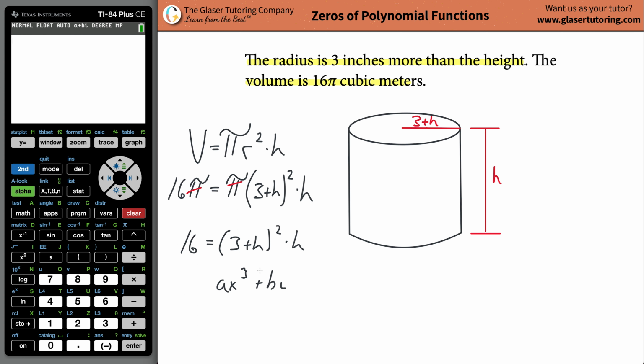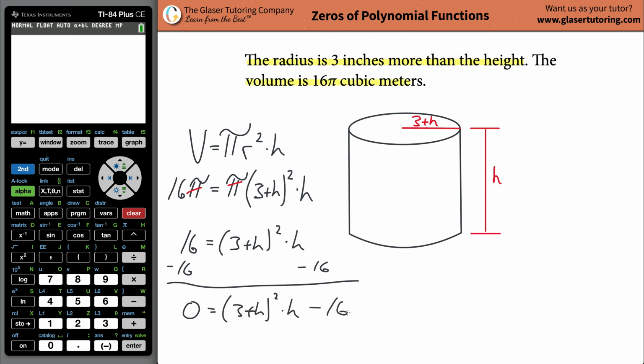So in this problem, though, I'm just going to use the utility of a calculator because you should have one for this problem. So the way to do this now is going to be to subtract 16 from both sides. So there's going to be 0 then equals 3 plus h squared times h minus 16, and I'm not even going to manipulate anything. I'm going to leave it literally just how I see it, okay?